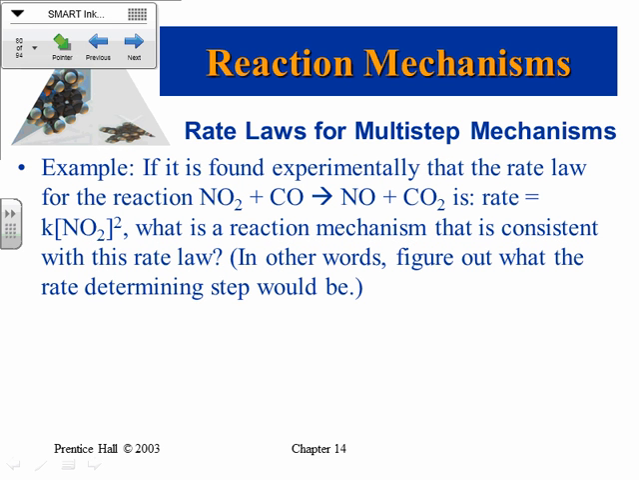So here's an example. It's found experimentally that the rate law for the reaction NO2 plus CO yields NO plus CO2 is rate equals k times [NO2] squared. So what's a reaction mechanism consistent with this rate law? Okay, I don't expect you to know how to do this yet. We're going to get some practice with this when we do the lab that we do on Monday, writing your own mechanism. And it's kind of fun, like I said.